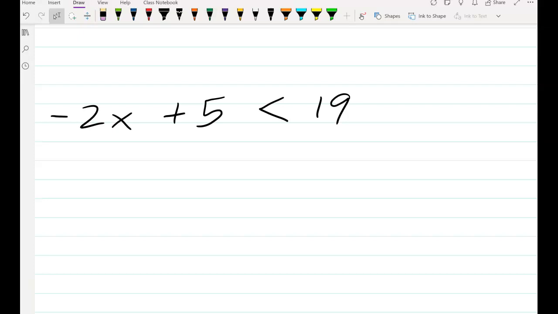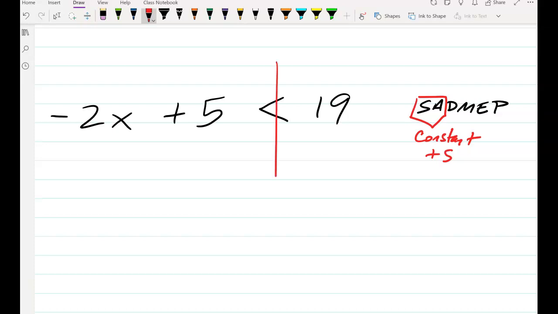All right, so remember, we're still going to use our order of operations backwards, SADMEP, PEMDAS in reverse, and we will undo the adding or subtracting of any constant first. The constant I see is positive 5, so I'm going to undo that. Draw my line down through here. I'm going to undo the adding of 5 by subtracting 5 from both sides.